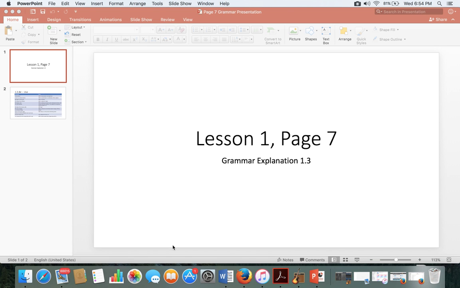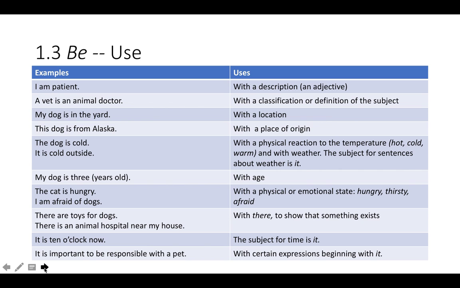Here is the grammar explanation on page 7. And this is about the different situations in which we use the verb to be. For example, when I say, I am patient, this is a description. I have an adjective and I'm describing the subject. I'm the subject and I'm describing with the adjective, and I put in the verb to be here.